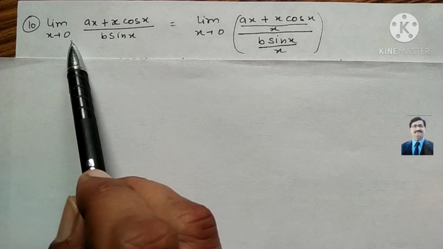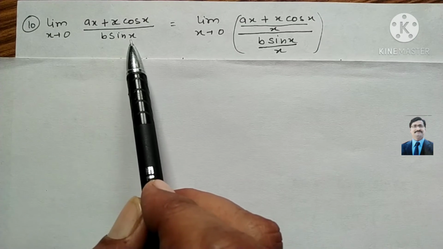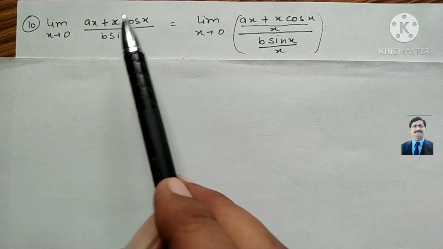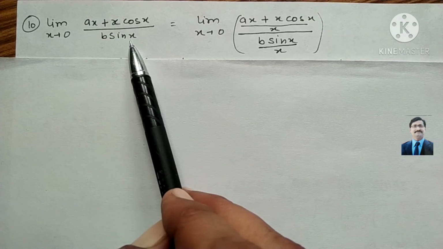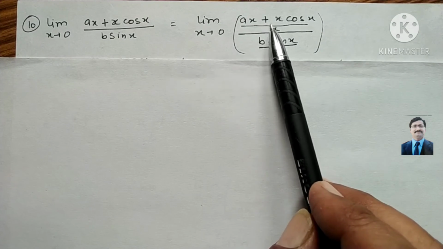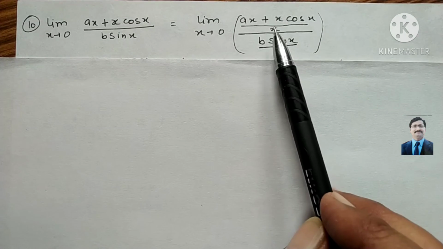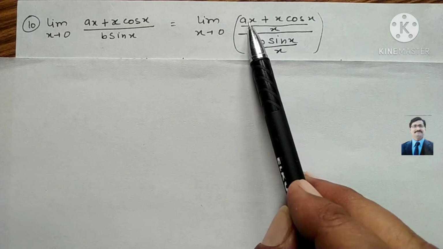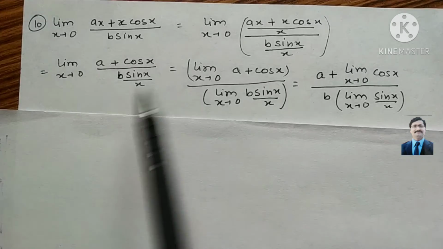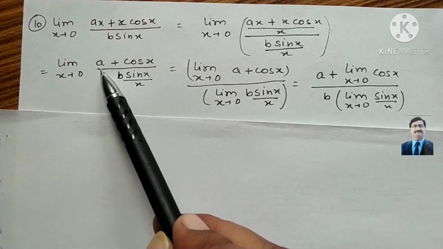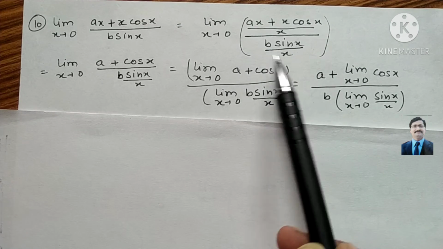Limit x tends to 0 of (ax plus x cos x) upon b sin x. Look at this question we have to do, and in this question first of all the numerator and denominator we will divide by x. So we get this format, (ax plus x cos x) upon x, and the whole upon b sin x upon x. Now we will separate these, means ax we divide by x and x cos x also we divide by x. So when we divide ax by x we get a, x cos x divided by x we get cos x, and in the denominator we have b sin x upon x. These we have as it is.